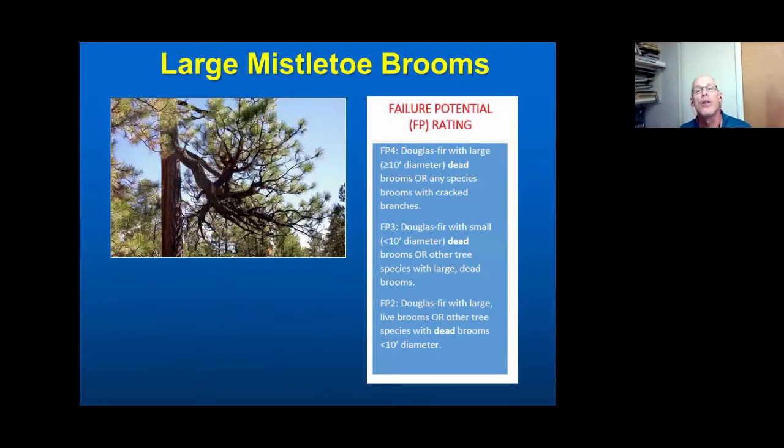Large mistletoe brooms are a separate category in chapter 4. Notice that there is a specific species-specific element to this. FP4 deals only with Douglas fir large brooms greater than 10 inches in diameter, or dead brooms in other species. So we're only talking about some really large, massive things, or if they're dead, in failure potential 4. Cracked ones, we're going to put ordinarily in a 3 on other species other than Douglas fir.